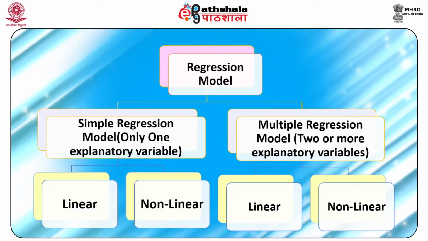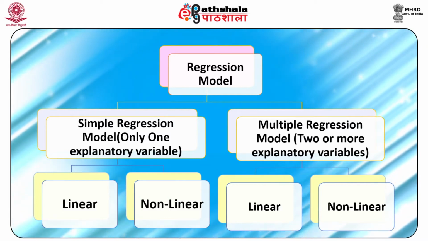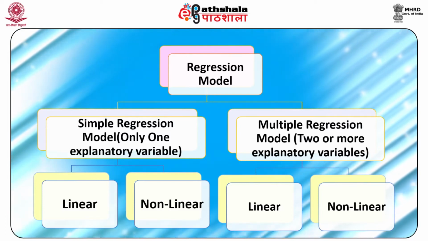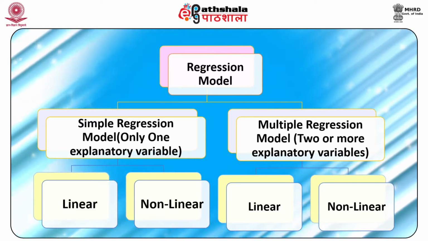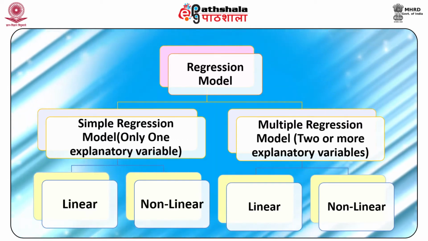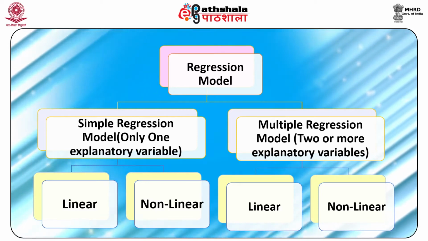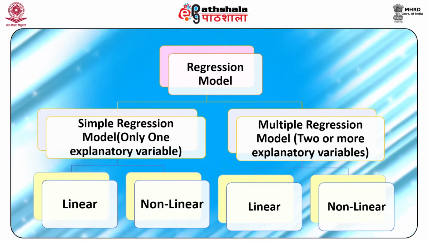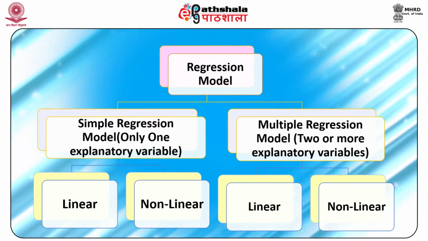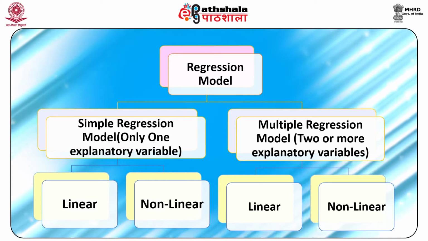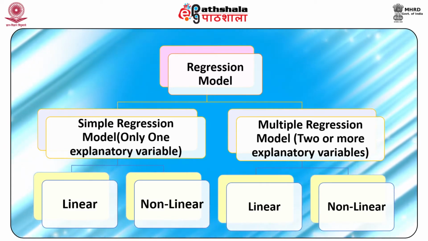Having understood the types of data and the importance of good quality of data, let us now try to understand what are the different types of regression model. Generally, there are usually two types of regression models which we use. The first is the simple regression model, which may be further divided into simple linear regression model and simple non-linear regression model. Similarly, we may have multiple regression model, which can also be further subdivided into multiple linear regression model and multiple non-linear regression model.